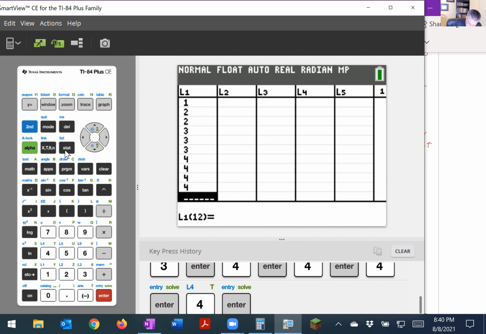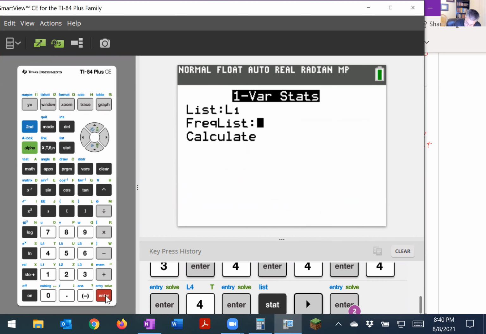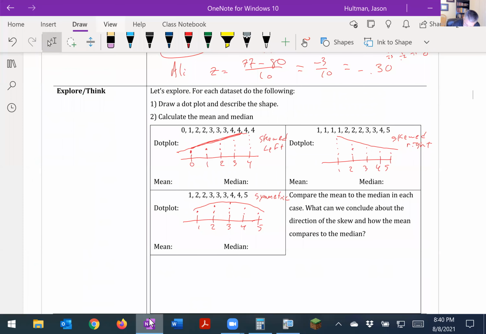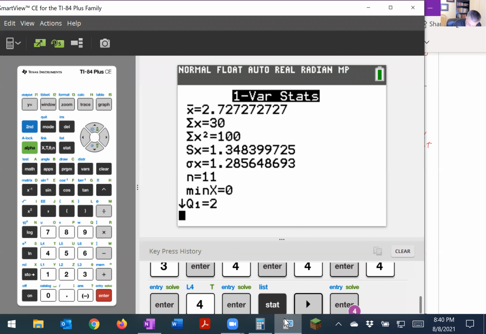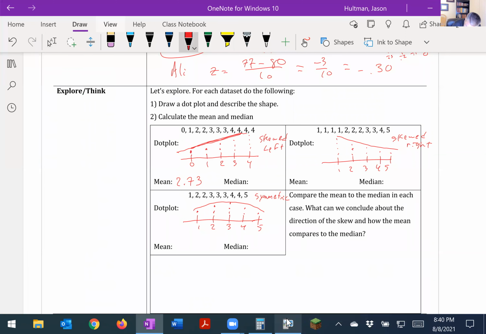Okay, so now I'm going to go to stats, calc, one variable statistics, calculate. Then we want the mean and the median, right? The mean is 2.72 or 2.73. Okay, so the mean is 2.73. And what's the median here? I'm going to arrow down to get the median. The median is 3. Okay, the median is 3.